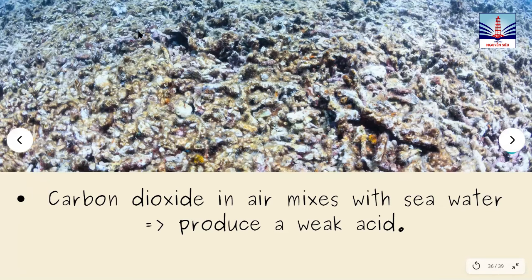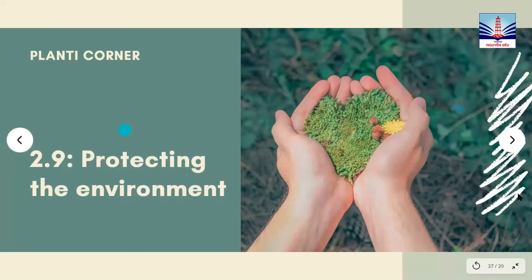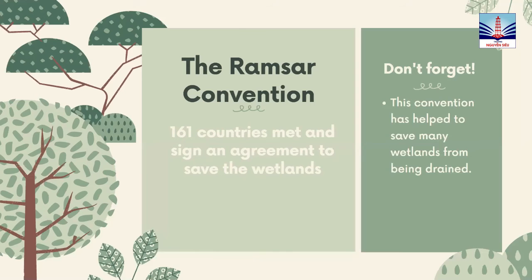Okay, now we come to protecting the environment. First, we're going to talk about the Ramsar Convention. This convention is signed to save the wetlands, and 161 countries have signed it, and it has helped many wetlands be saved from being drained by humans.